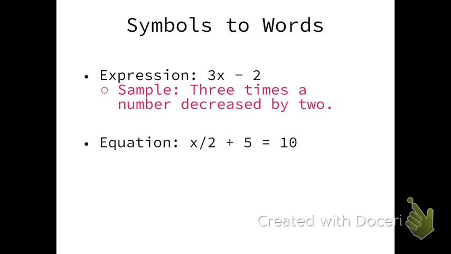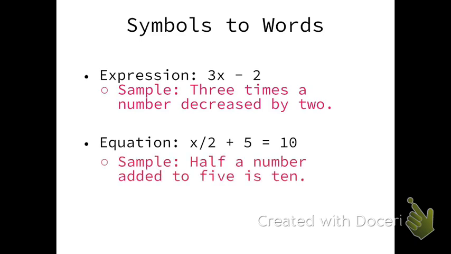Here's another one. We have x over 2 plus 5 equals 10. One possible option: half a number added to 5 is 10. Again, you might say something like half a number increased by 5 is 10. So possibly you could have had other options here. Keep that in mind as you do your work.